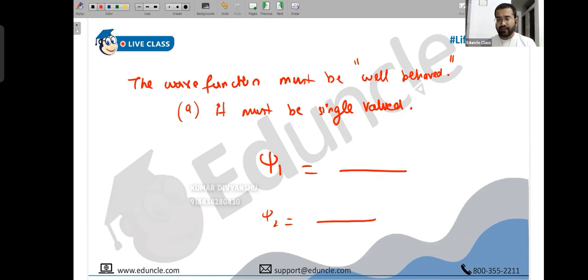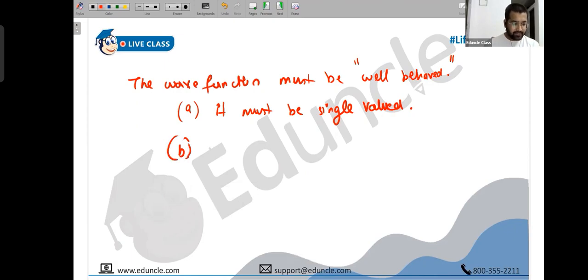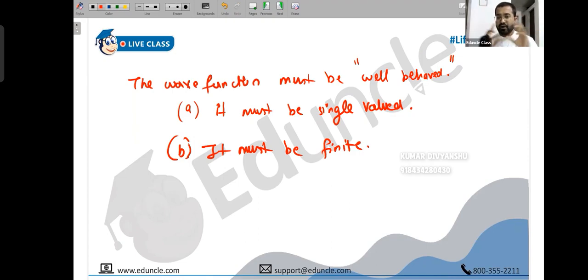Like a wave function cannot be expressed in multiple ways. That's what we are saying. It must be single valued. So that's fine. Second, it must be finite. Now listen, you have come across this, but the use of this is, when you learn those potentials, step potential, barrier potential, all those different potential equations. This is where this statement comes into the picture.